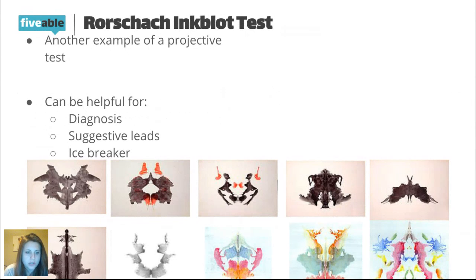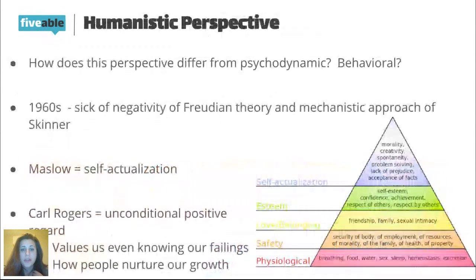So both of those, the Thematic Apperception test and the Rorschach Inkblot test, were originally designed to be projective tests to get at our unconscious psyche and what was happening below the surface. Those were more psychoanalytic. Now we're going to talk really briefly about the humanistic perspective.